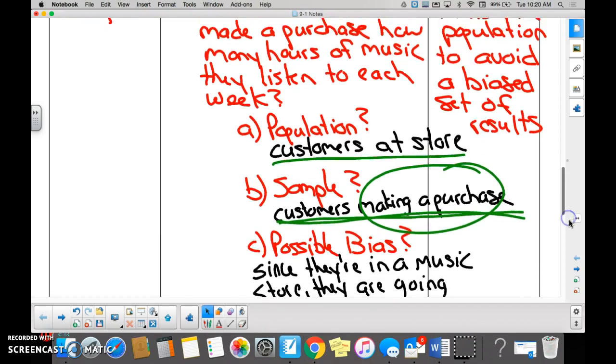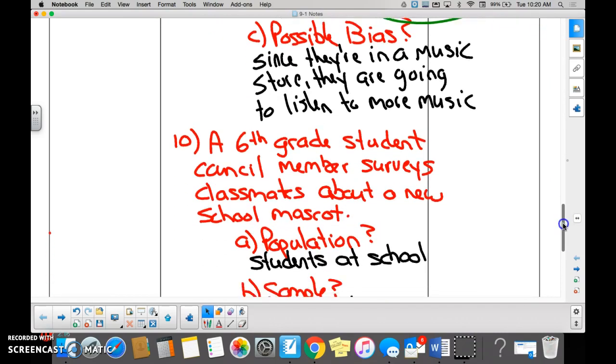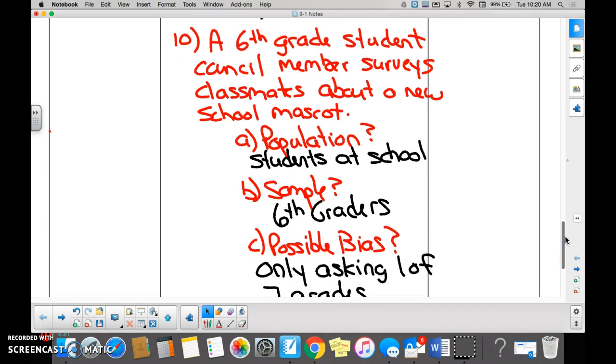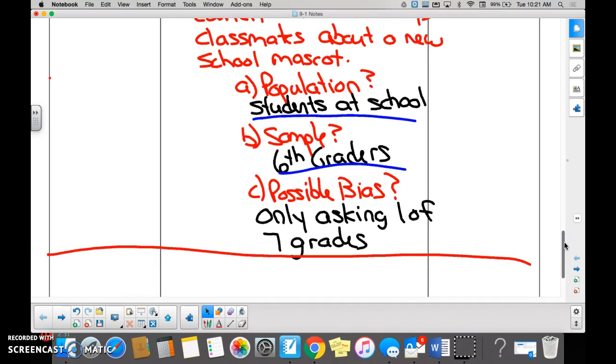Okay, so second scenario, because I think we really need to look at these. Student council is asking about a mascot, and they only ask 6th grade students, so we know the population would actually be all the students at the school because it's a school mascot, right? They only ask 6th graders, and the possible bias would be they are only asking 1 of 7 grades. Okay, so if you compare the sample and the population, you may find a bias.